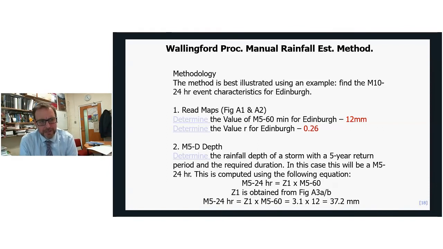The method is best illustrated using an example, and this example is to find the M5 24-hour event characteristics for Edinburgh. So first of all, what we have to do is read maps A1 and A2 to get the value for the M5 60, and it's 12 millimeters, and determine the R value for Edinburgh, and it's 0.26.